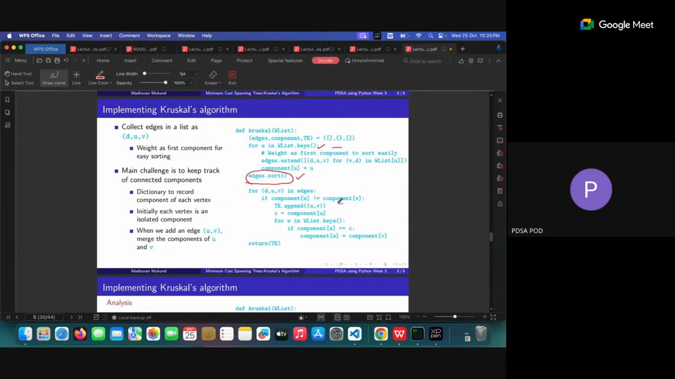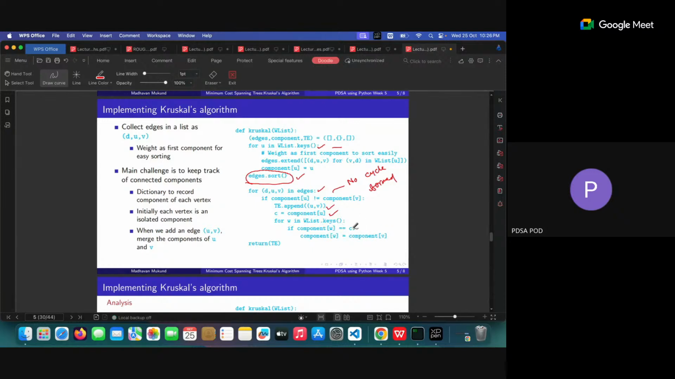Once sorted, we have a loop. This checks that no cycle is formed. Whenever no cycle is formed, we append that particular edge. You need not compare for the minimum, because they are already in ascending order. Simply append it. After appending, we get the component, then update component W with the latest one of C, and then again component W with component V.